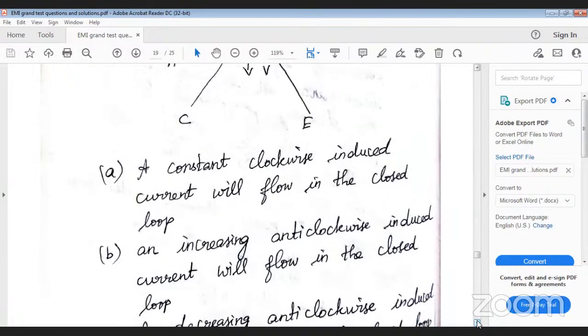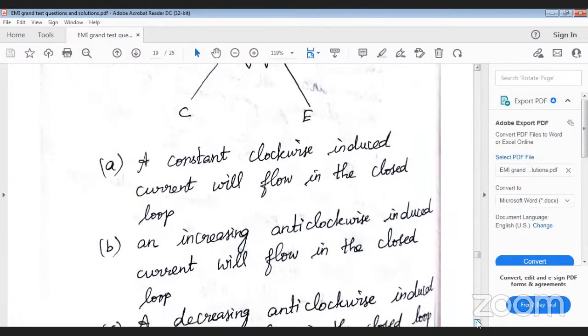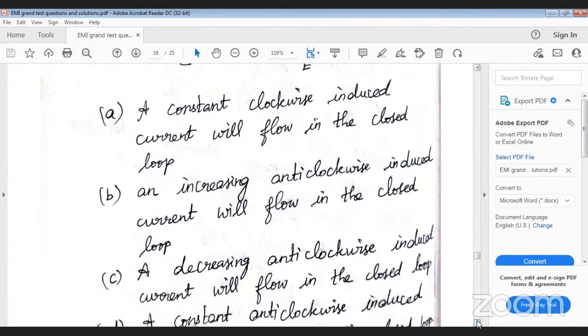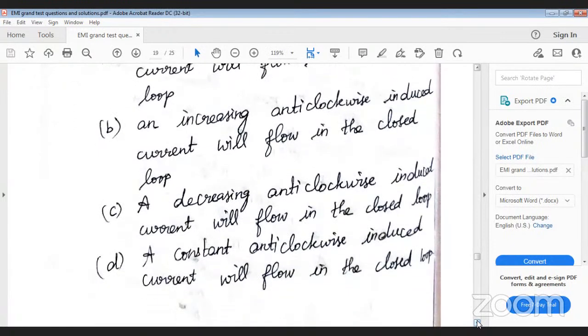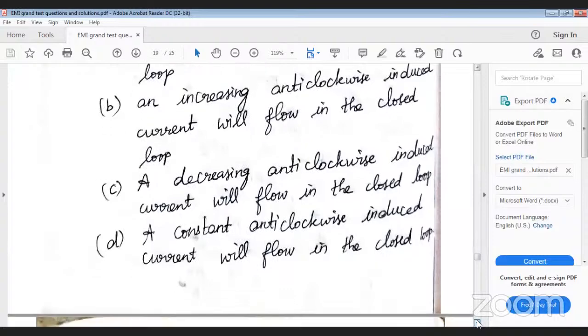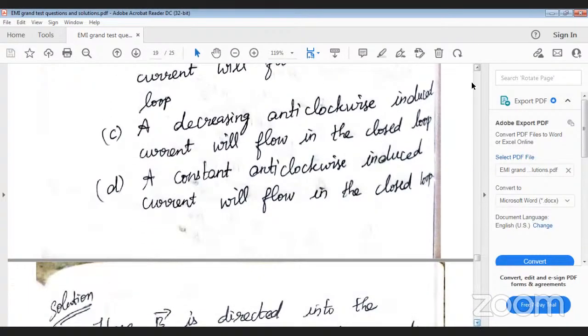A constant clockwise induced current will flow in the closed loop. An increasing anti-clockwise induced current will flow in the closed loop. A decreasing anti-clockwise induced current will flow in the closed loop. And a constant anti-clockwise induced current will flow in the closed loop.